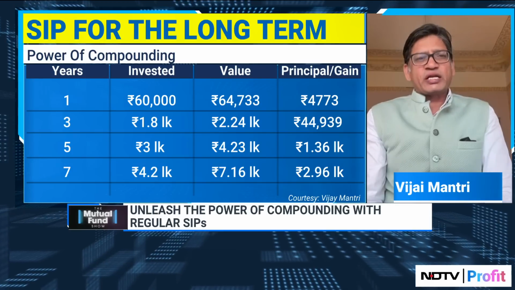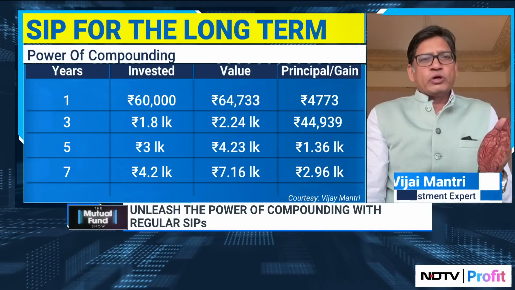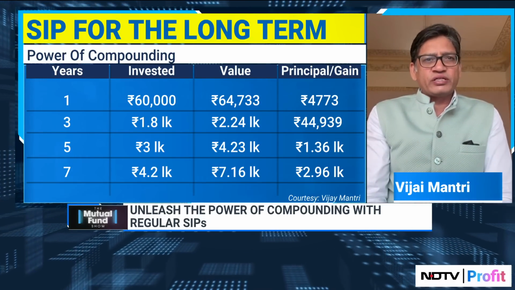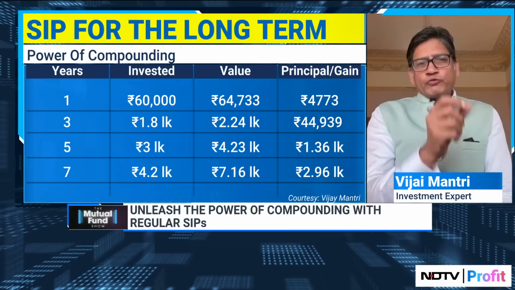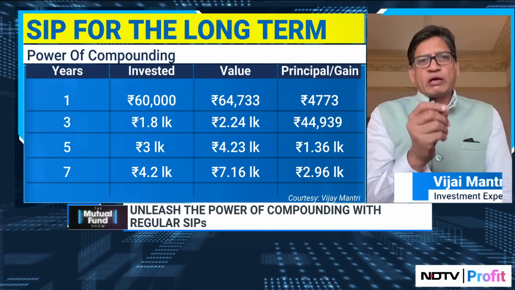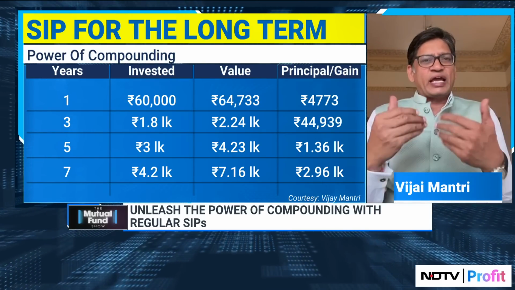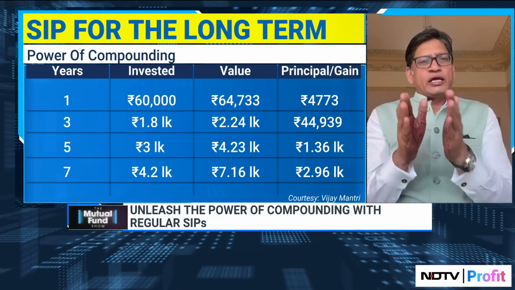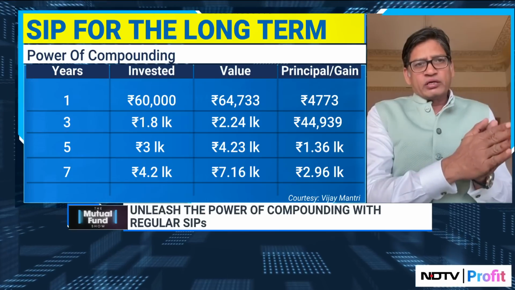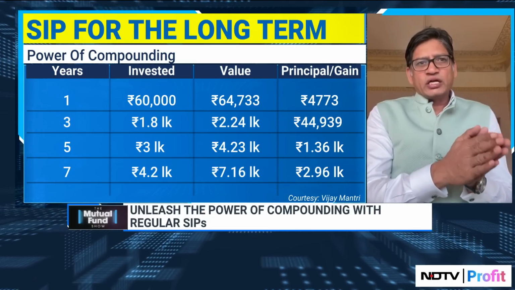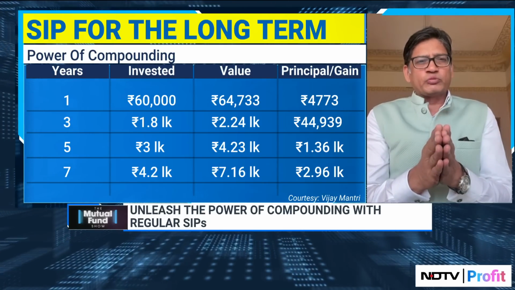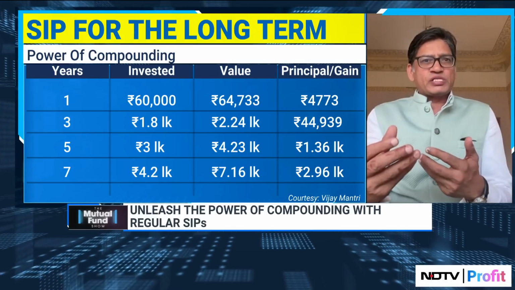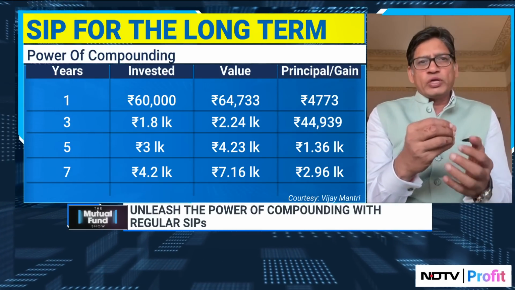Now at the 15% XIRR, after 1 year, your portfolio has gone up from 60,000 to 64,773. 60,000 is your cost. 64,773 is your portfolio value. In this portfolio value, 60,000 rupees is your principal amount and 4,773 is the gain amount. So gain as a percentage of your total portfolio after 1 year is just 7%. If you look at 3 years, at the end of 3 years, you invested 1,80,000. The portfolio value is more than 2,24,000 rupees. The gap is 44,000 rupees. That is gain. And now that gain is 20% of the total portfolio value of 2,24,000.